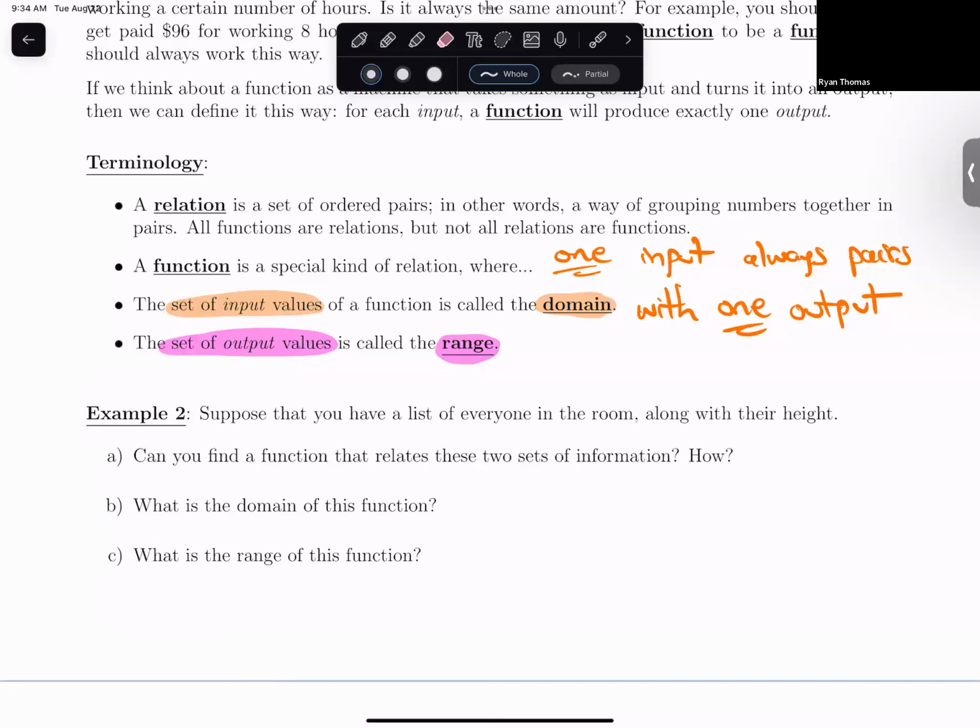Okay, so let's get another example of what a function is, how they work. Take a couple of minutes and talk with just 2 or 3 people around you about this example number 2. You have a list of everyone in the room. So I give you a copy of the roll. Along with that, when I called your name, you told me how tall you are. So you've got those 2 pieces of information. How would you pair those together? That definitely makes a relation because it's 2 things that go together. How would you pair those together so that it's also a function, and what are the domain and range? So take a couple minutes and just talk about that.